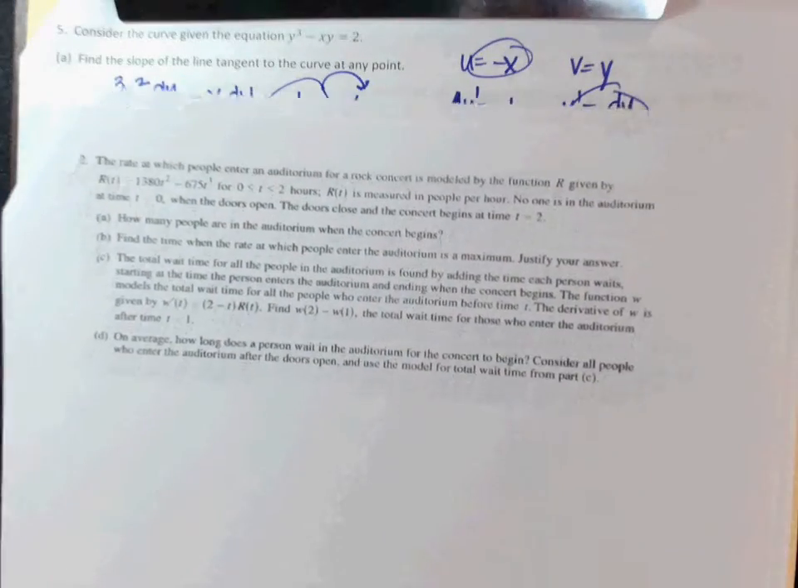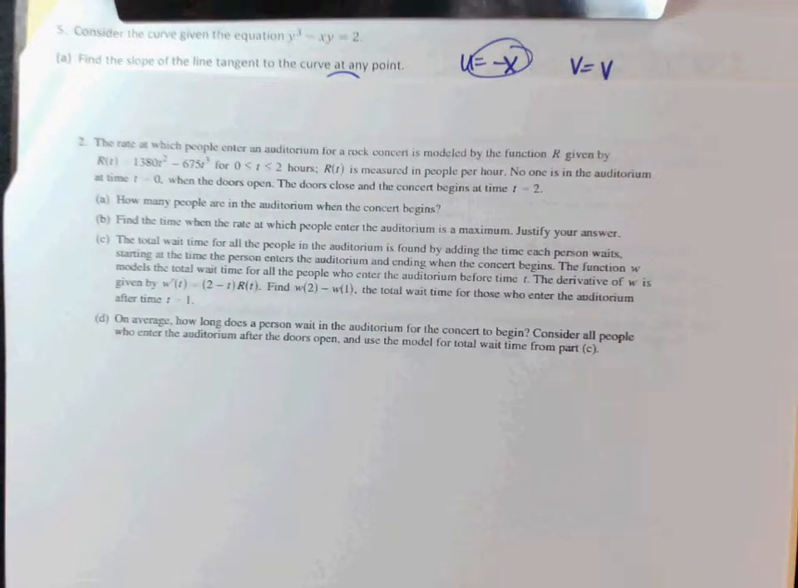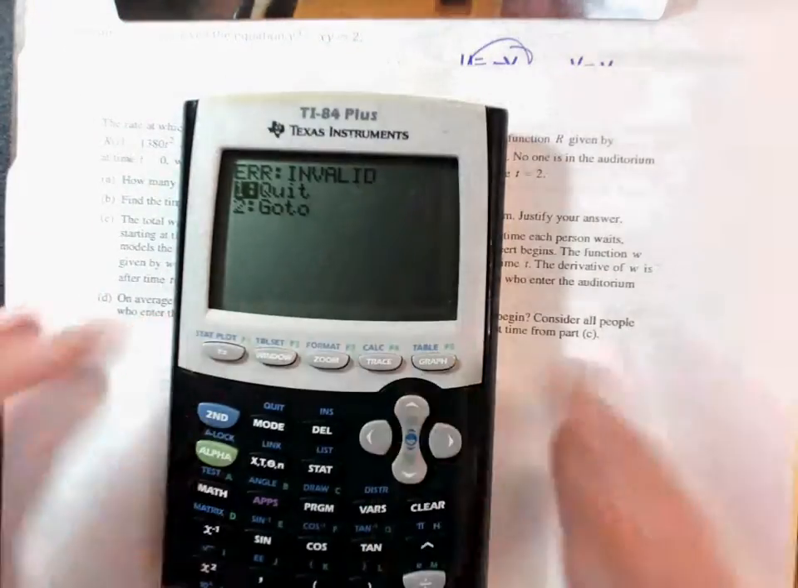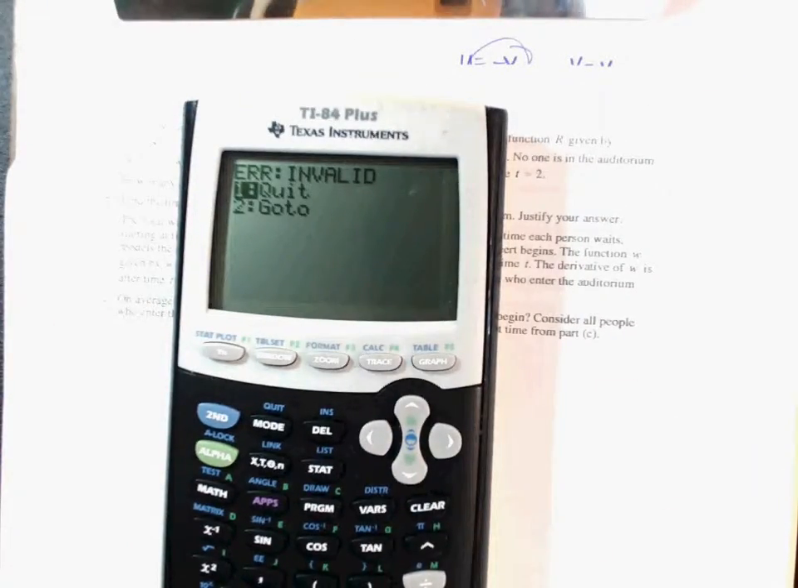Good. Next one. You could have looked at the graph. I just didn't want to, but you could have just looked at it. Now, you need to state if it's positive or negative on your paper. If you just say it's positive, I don't know that they would have given you full credit for that.